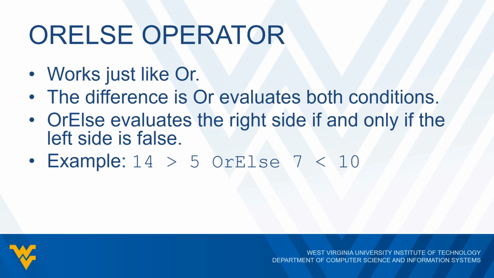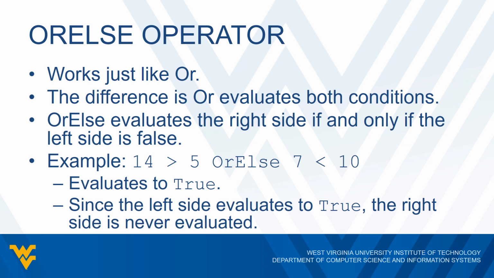So let's do an example here. So let's say I have 14 greater than 5 or else 7 less than 10. Well, we can see this is going to be true because we see that the 7 less than 10 part is true. Now, what we have to do is look at how we evaluate it. So we evaluate the left side, and we see that 14 is greater than 5. That's also true. So since that's true, we don't need to check the 7 less than 10 is true. We could, but it's not necessary. Since 14 greater than 5 is true, it's automatically true. So we just don't even bother with evaluating the right side.